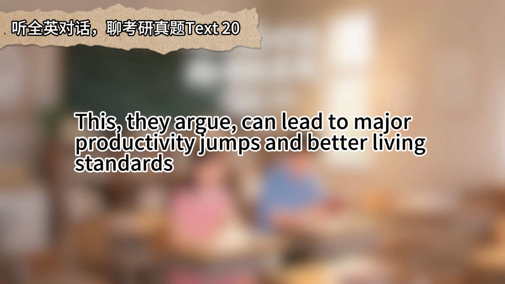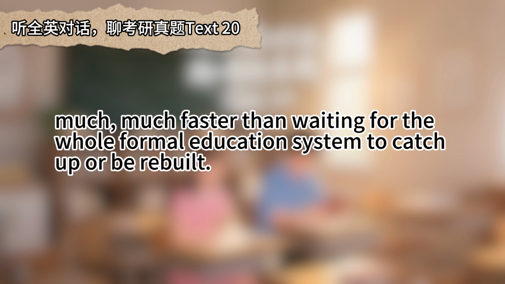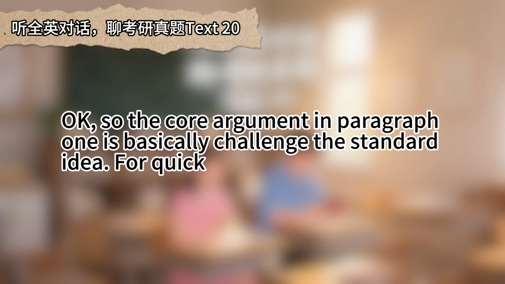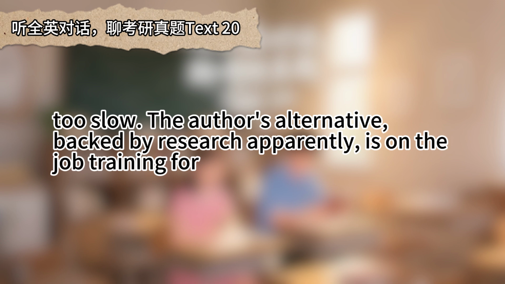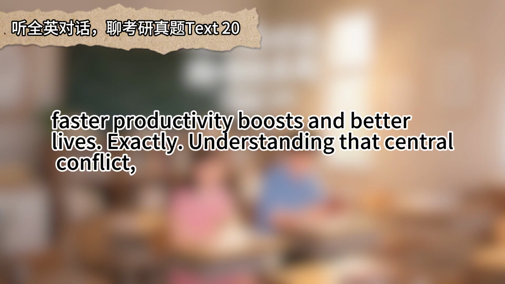This, they argue, can lead to major productivity jumps and better living standards much, much faster than waiting for the whole formal education system to catch up or be rebuilt. Okay, so the core argument in paragraph 1 is basically challenging the standard idea. For quick economic growth in poor countries, prioritizing formal education doesn't work well because it's too slow. The author's alternative, backed by research apparently, is on-the-job training for faster productivity boosts and better lives.